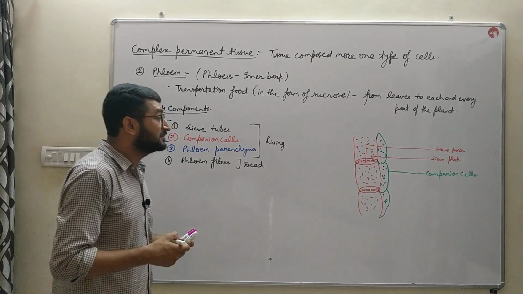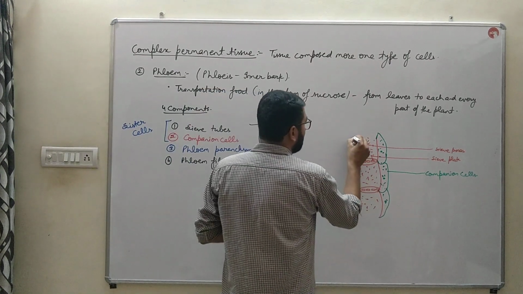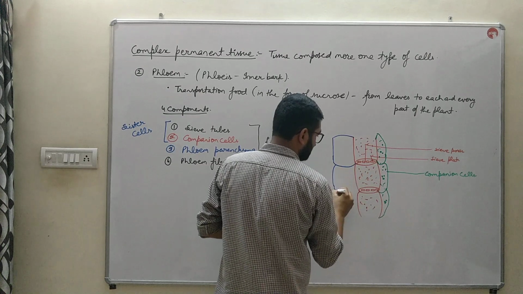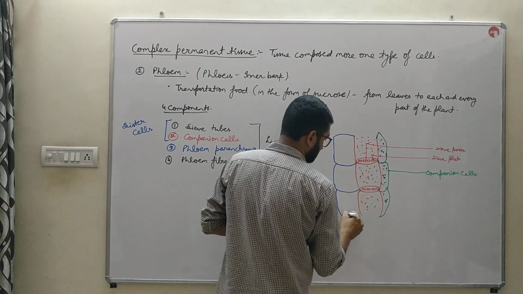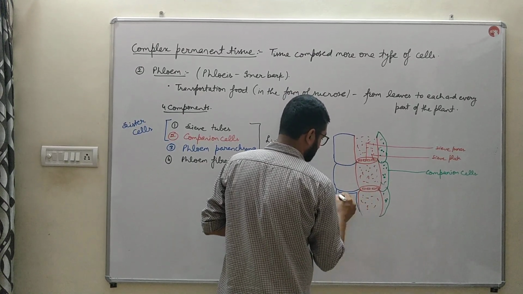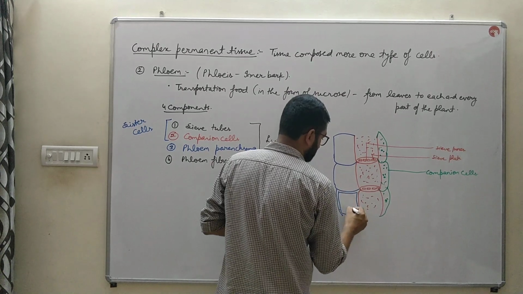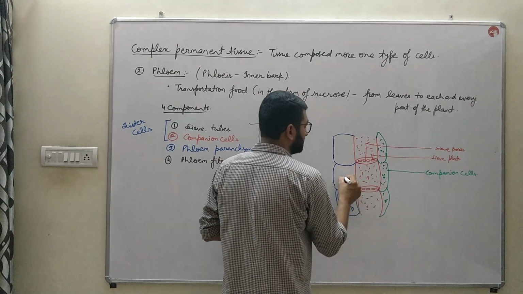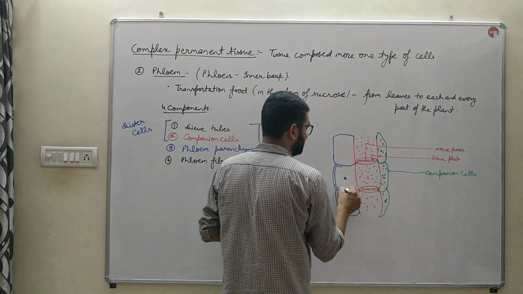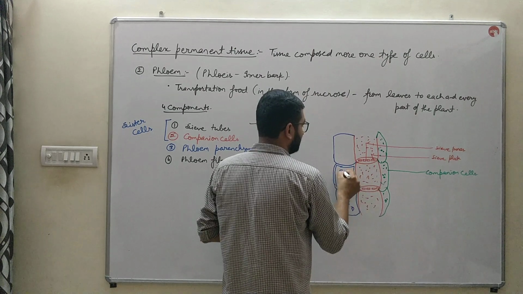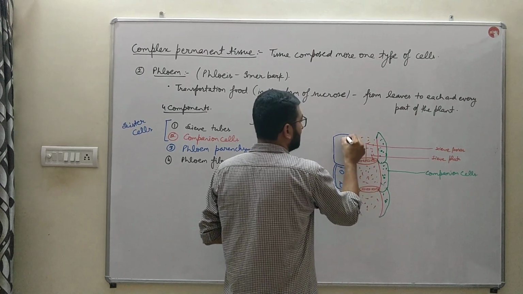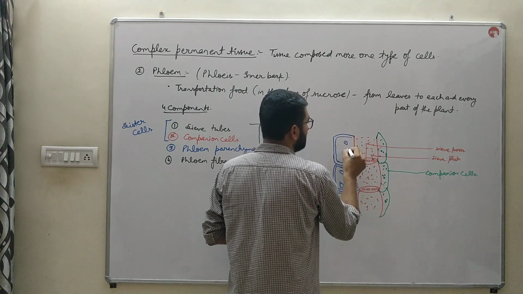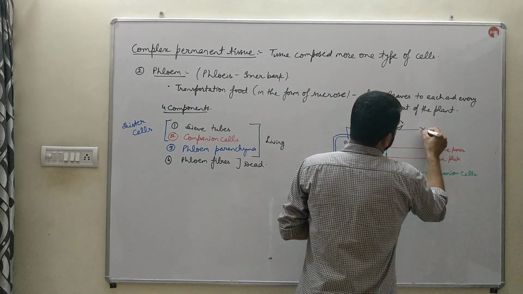The third part is parenchyma. Parenchyma possess vacuoles, a prominent nucleus. You have discussed this in the simple permanent tissue, bache. So this is phloem parenchyma.